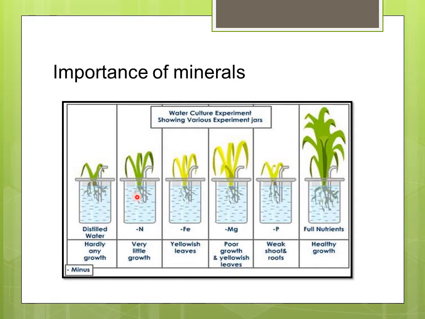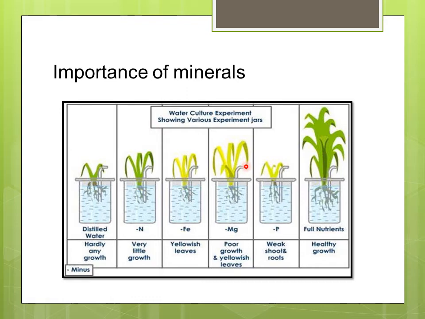Now in the next vessel, we can see that there is no nitrogen. So what is happening? Very little growth. The next one, no iron, so the leaves have turned yellow. The next one, absence of the mineral magnesium. There also we see very poor growth and yellowish colored leaves. So the pigmentation, the chlorophyll, where has it gone? Some problem is there, right?